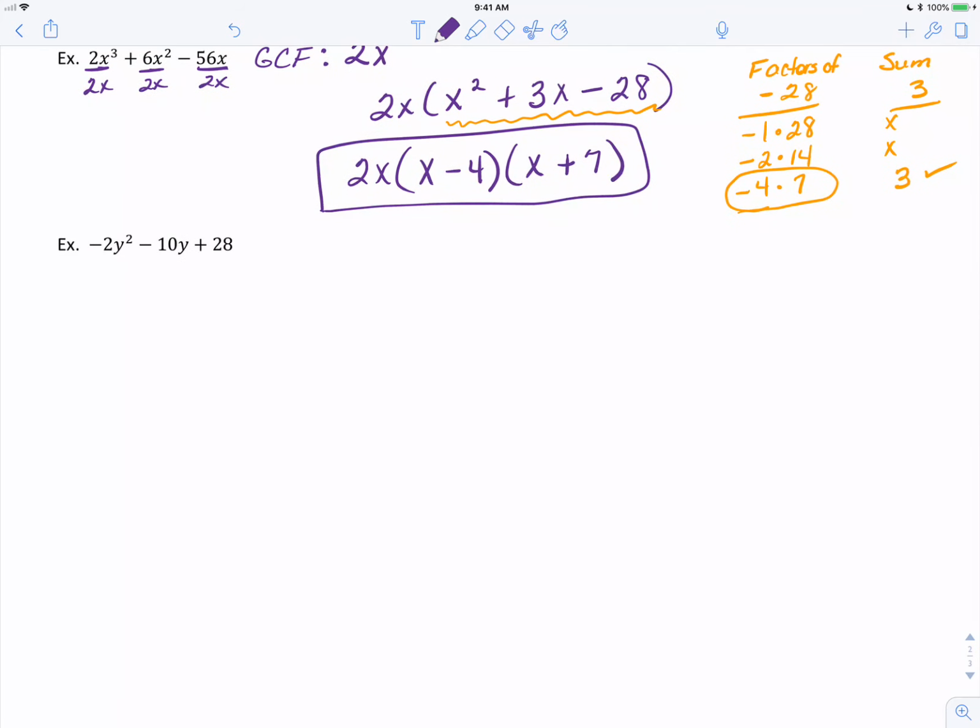All right, so let's look at this one. We have another GCF here. So see if you can figure out what that is, keeping in mind that whenever that leading coefficient is negative, we take out a negative GCF. In this case, it's just going to be the negative 2. So let's take out a negative 2 out of all these terms.